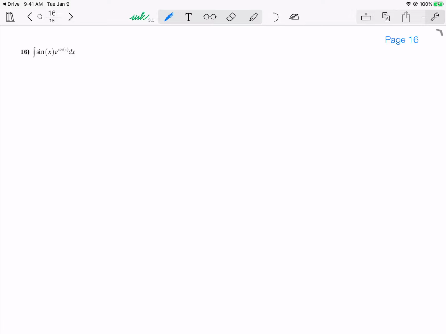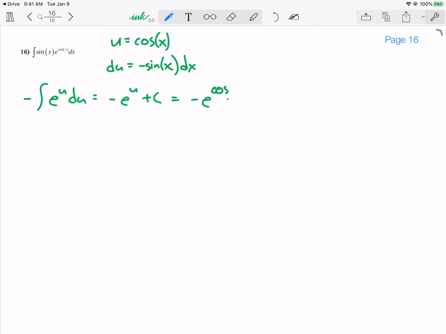Alright, here's another very basic one. Oftentimes with e, whatever's in your exponential will be your u. So u equals cosine of x. du is negative sine of x. And there we go. So obviously I don't have the negative, so I need to multiply by a negative and divide by a negative, or multiply by two negatives, whatever way you want to think of it. So I've got negative integral of e to the u du. Well, that'll be negative e to the u plus c, which is just negative e to the cosine of x plus c.